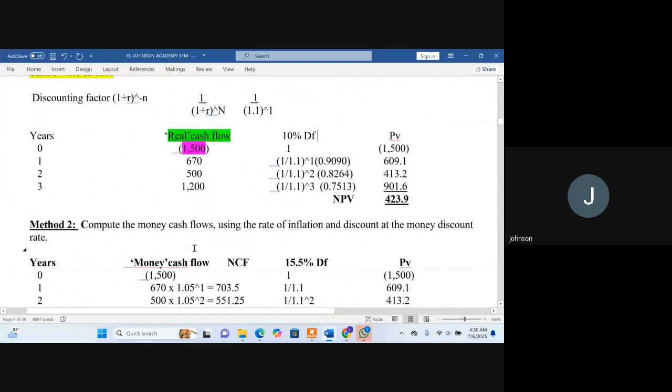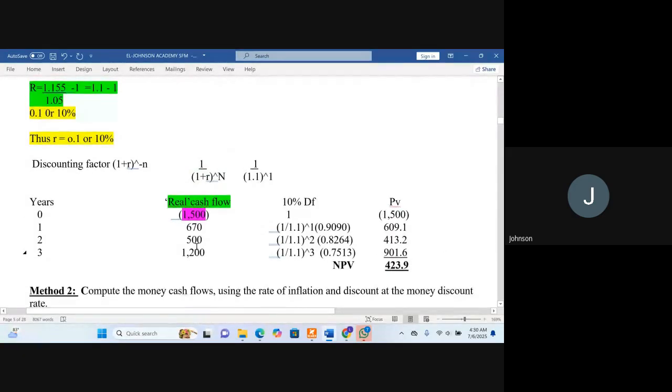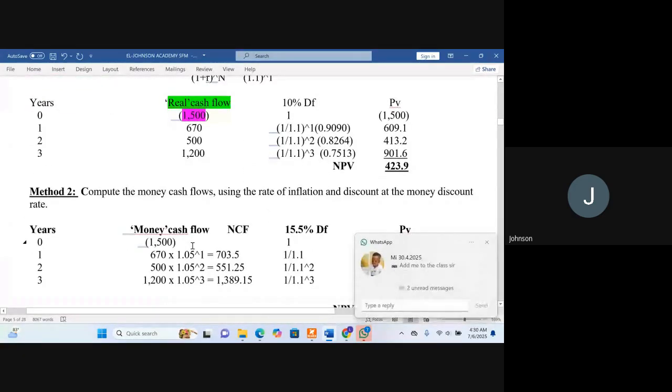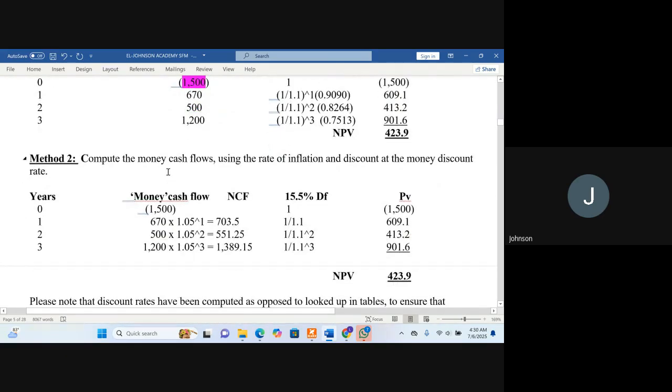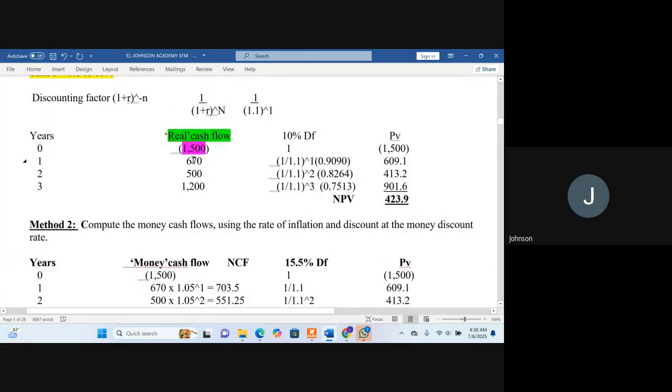So we are done with the first stage. Let's look at method 2 now. If you are looking at method 2, you discover that in method 2, instead of what we did in the first method, we did not inflate our cash flow.